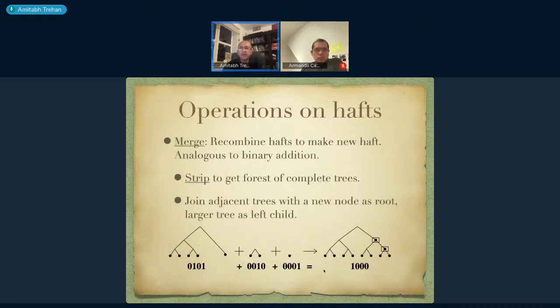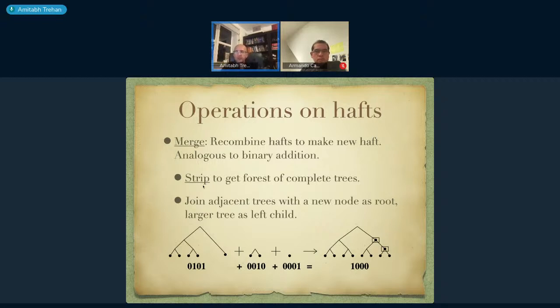Because you can actually do some binary math, and that binary math is analogous to doing a merge. So what you can do is firstly do a strip. The strip will remove the spine nodes till you're left with complete trees. Now you join the adjacent trees with the new node as the root and the larger tree as the left child. So this is the advantage of working in the virtual space. Because these are virtual nodes, you can easily delete them whenever you like, and you can easily reinsert them whenever you like. You can create new ones, remove old ones.